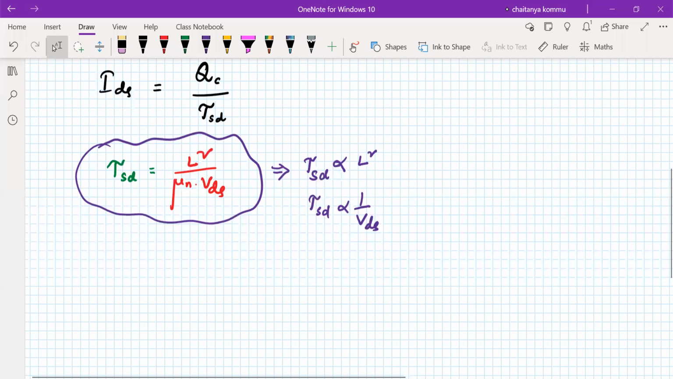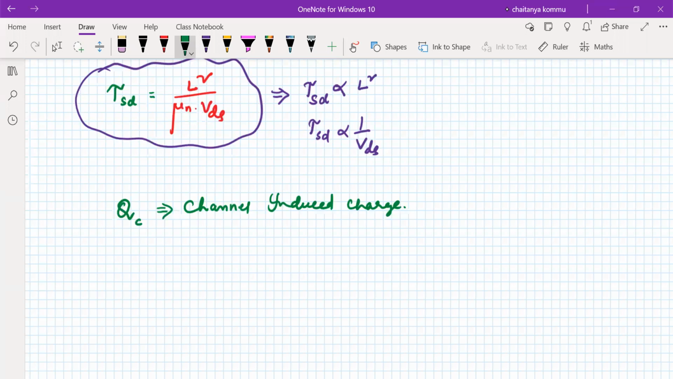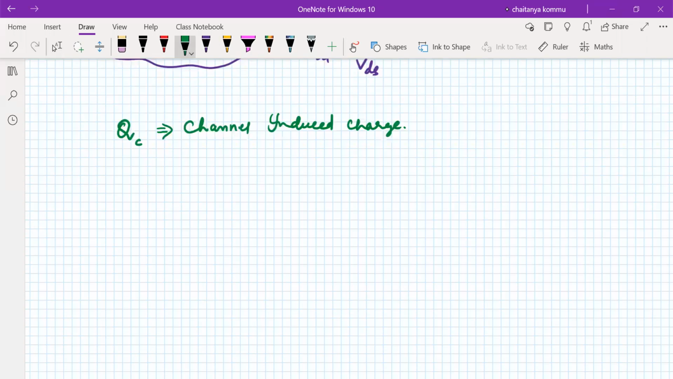Now let us consider how we calculate QC. QC is nothing but the channel induced charge, the amount of charge that is induced in the channel, which we have to calculate. With this parameter and the parameter tau ST, we can calculate how much current will flow within the device. Now, how do we define QC then?